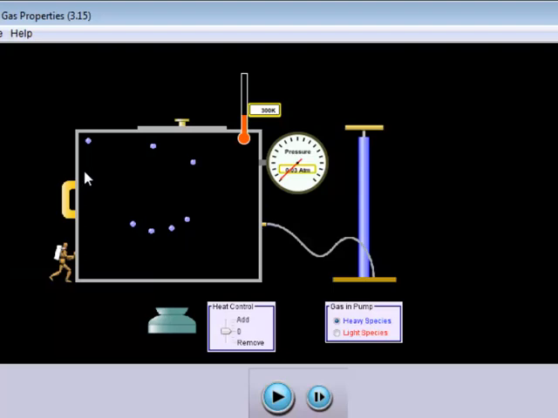Now, that's using Newton's third law. If the wall exerts a force on the particle to the right, then the particle must exert a force on the wall to the left.